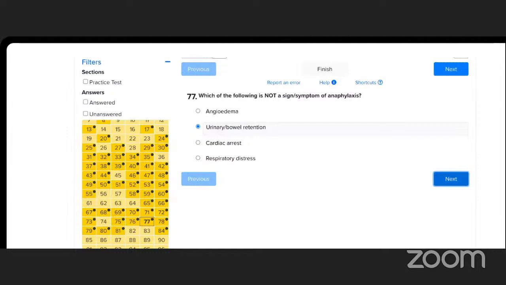I'm going to end this session with question 77: which one is not a sign of anaphylaxis, meaning a side effect or reaction, possibly to a drug. I went ahead and answered B.